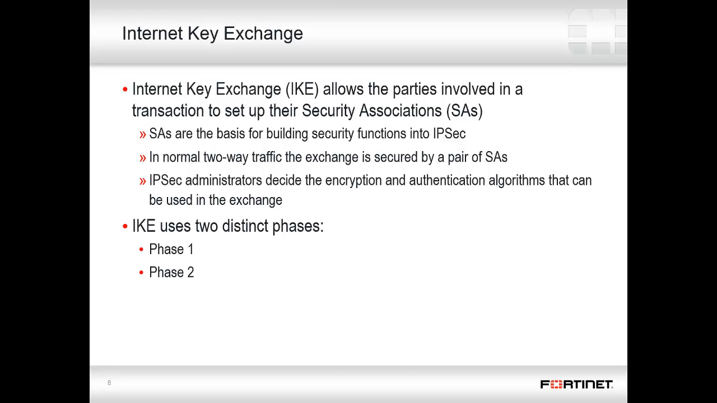Essentially, both sides of the tunnel must agree on the security rules. If both sides cannot agree on the rules for sending data and verifying each other's identity, then the tunnel will not be established. IKE uses two distinct phases, Phase 1 and Phase 2. Phase 1 authenticates the parties involved and sets up a secure channel to enable the key exchange. Phase 2 negotiates the IPSec parameters to define the tunnel. In the next slide, the phases will be explained with a little more detail.